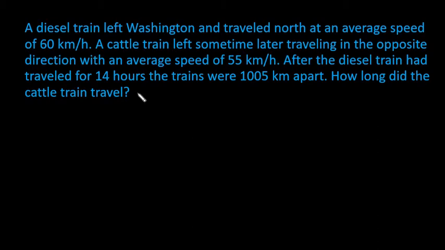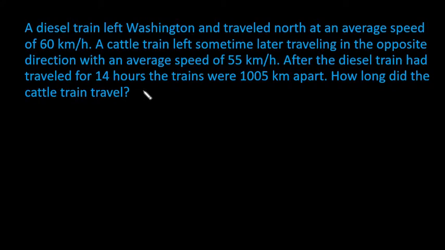Hi, for this video what we're going to do is solve a very common type of word problem. It's a problem dealing with distance, rate, and time. With this one, we have a diesel train that left Washington and traveled north at an average speed of 60 kilometers per hour.